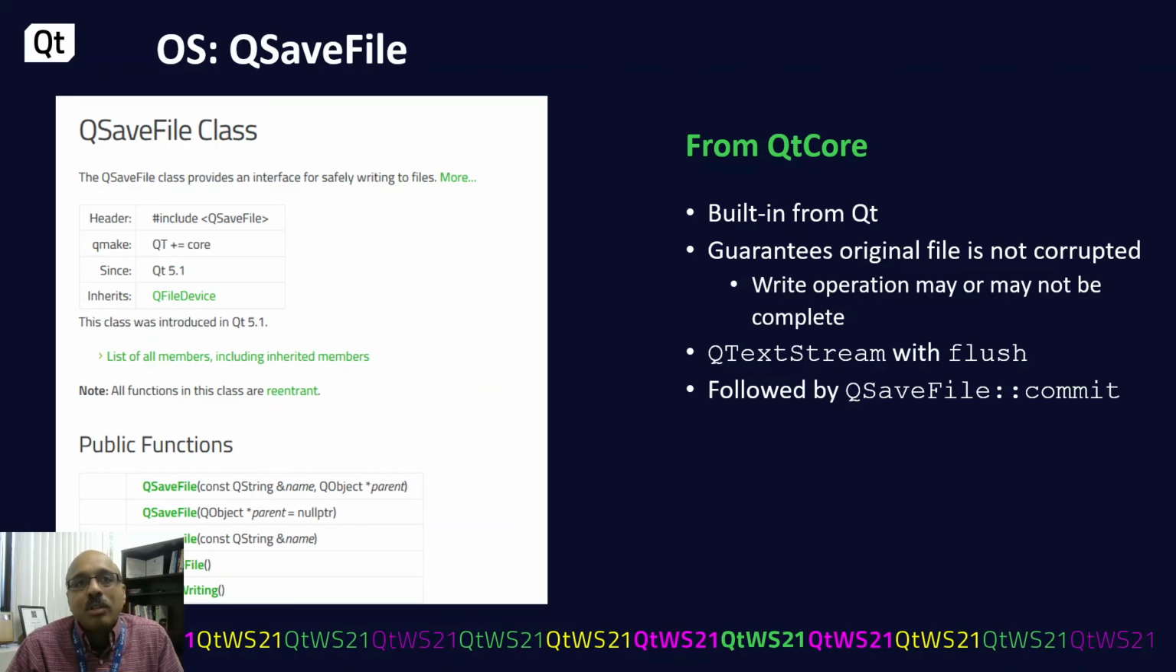So the approach that we found was in the QSaveFile class. Again, it came built in from Qt, and effectively it guaranteed that the original file is not corrupted. Now the write operation may or may not be complete, but at least the data is not corrupted. It was a pretty simple implementation with a QTextStream followed by a flush, and then a commit is basically what did it. Literally, the whole thing was so small. As I said, we could have written it ourselves too, but just having it readily available with Qt saved us a lot of time.